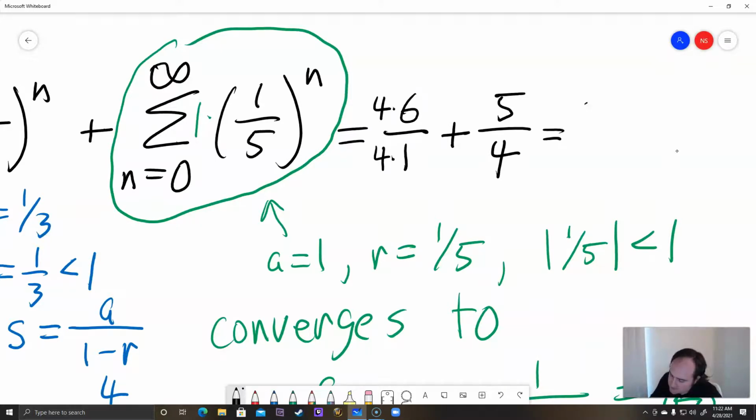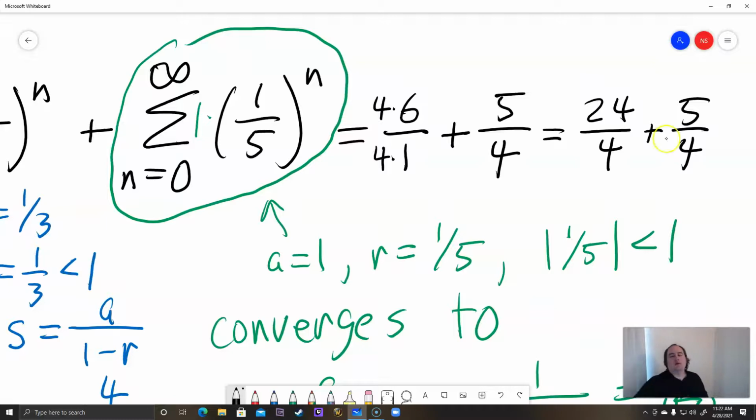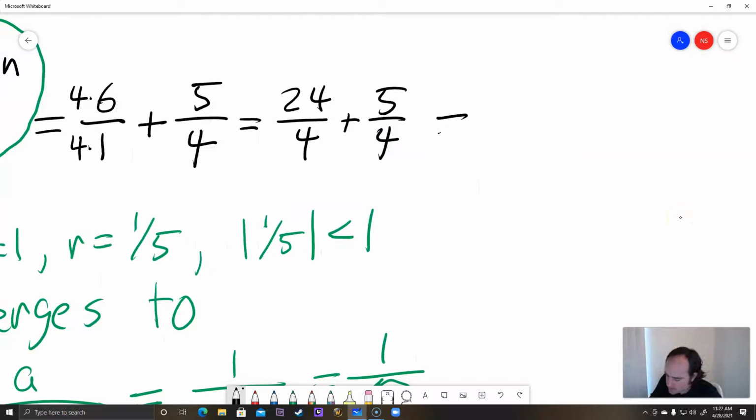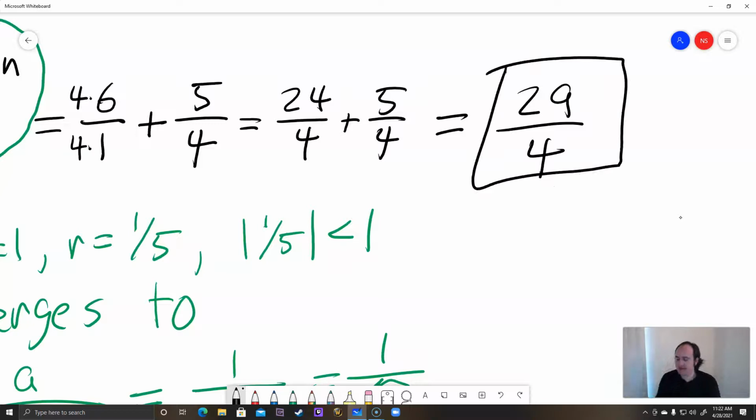So that's going to give us 6 times 4 is 24 over 4 plus 5 over 4. And 24 plus 5 is 29. So the series sum is going to be 29 over 4. I'll box that. So the series converges and the series sum is 29 over 4. Or in some books they'll say the series converges to 29 over 4. I don't think our book says that though.